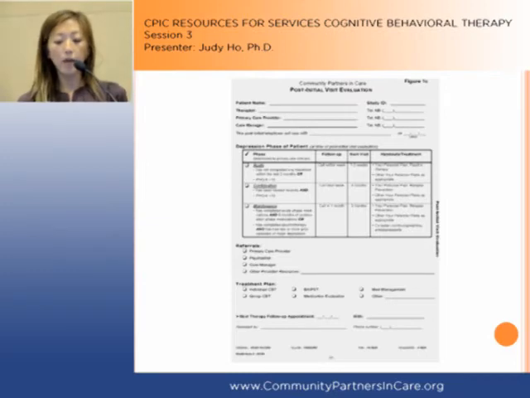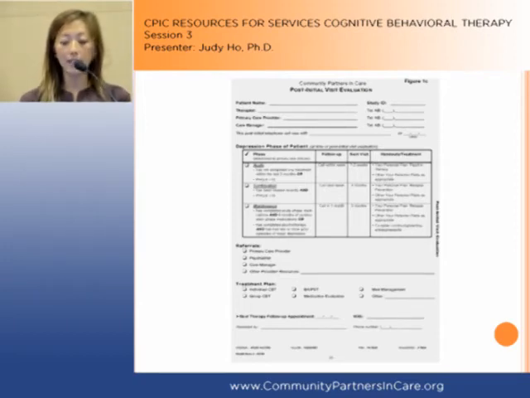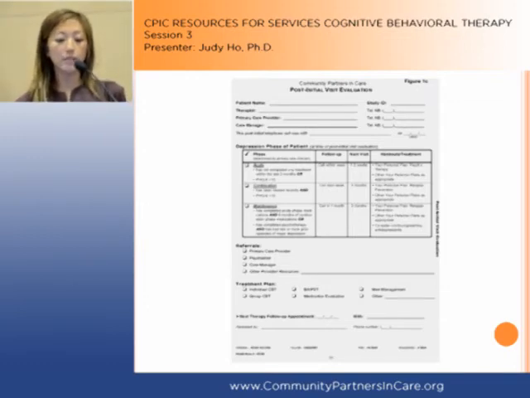And now let's look at Form D. This is the post-initial visit evaluation. And this is the evaluation form that you fill out, a one-page evaluation form once the client leaves their first session. So on this form, there's a place to write down the patient's therapist, primary care provider, and care manager, including their contact information. And then there's a place where you can rate the depression phase of this current client at the time of the post-initial visit evaluation.